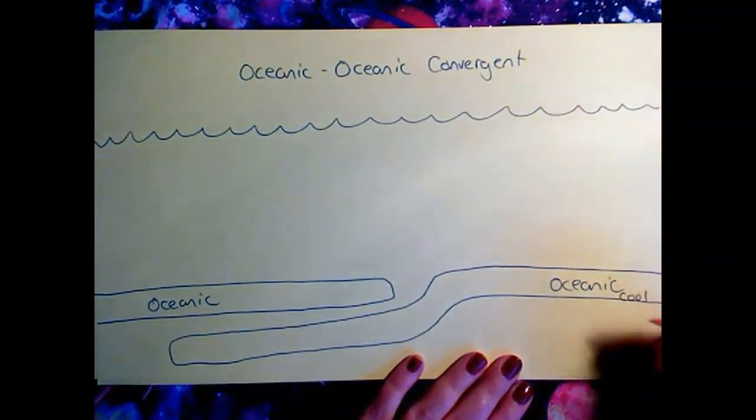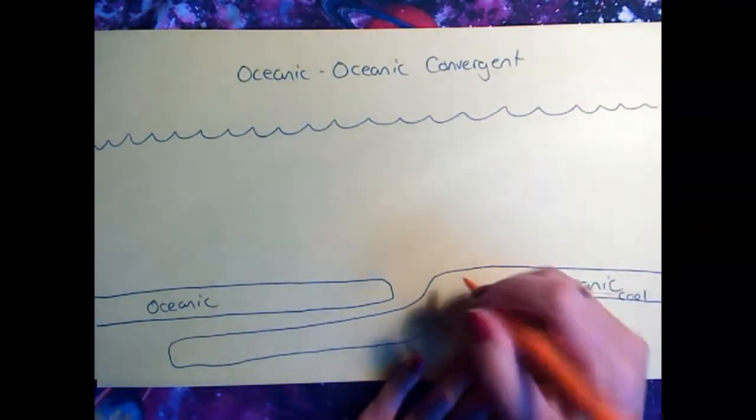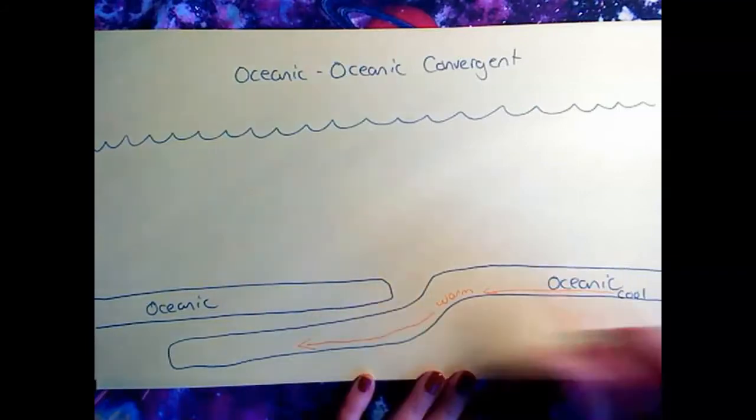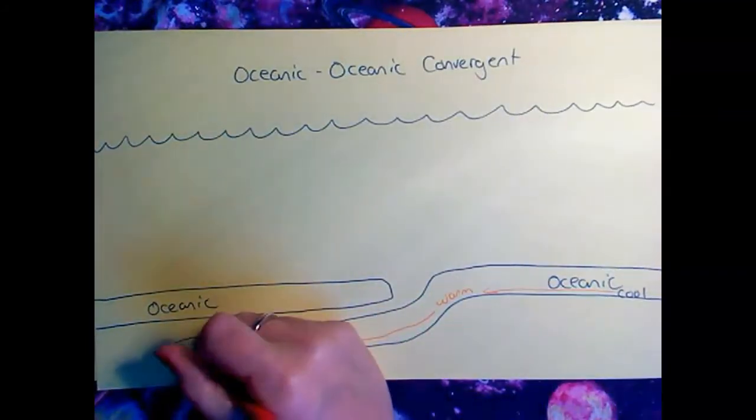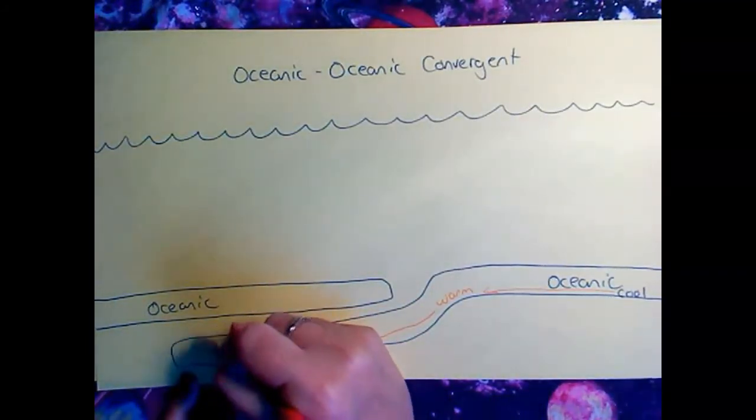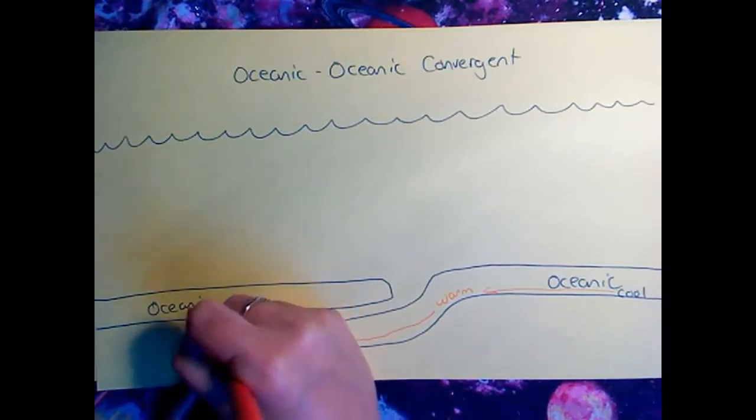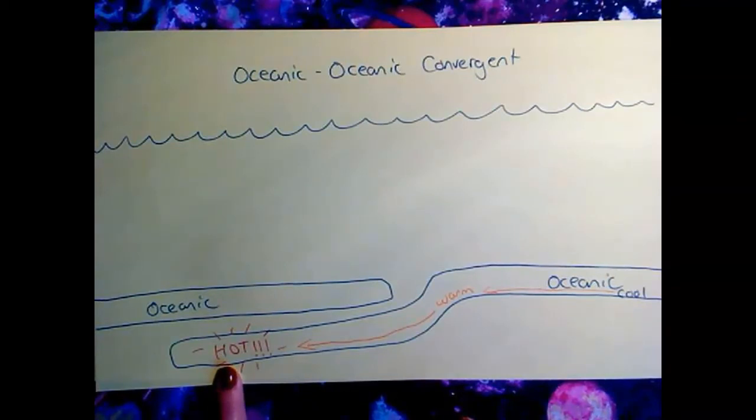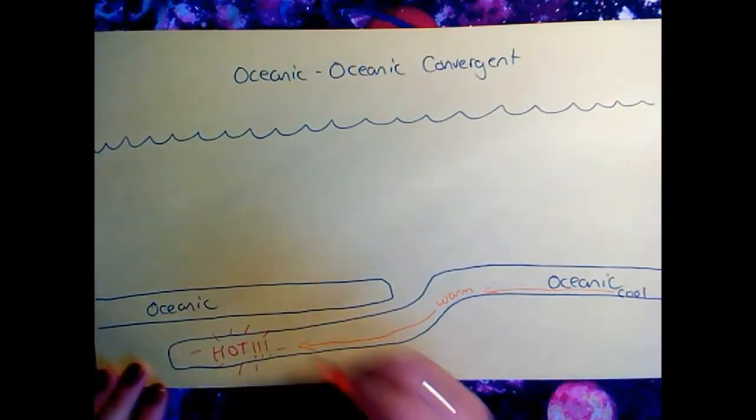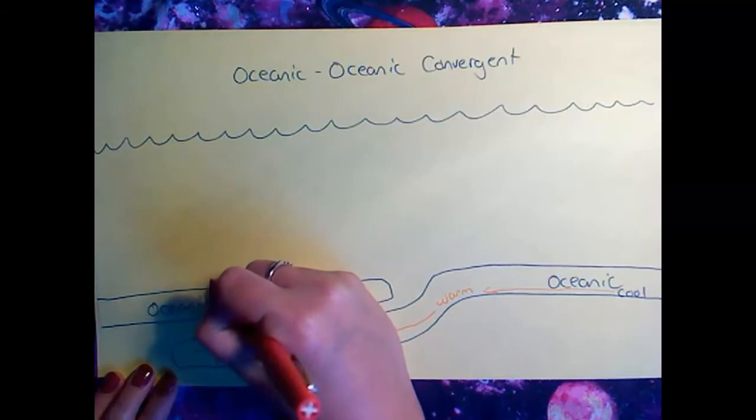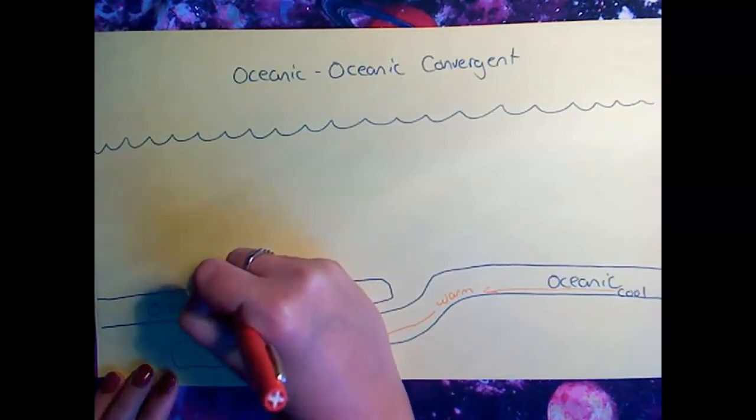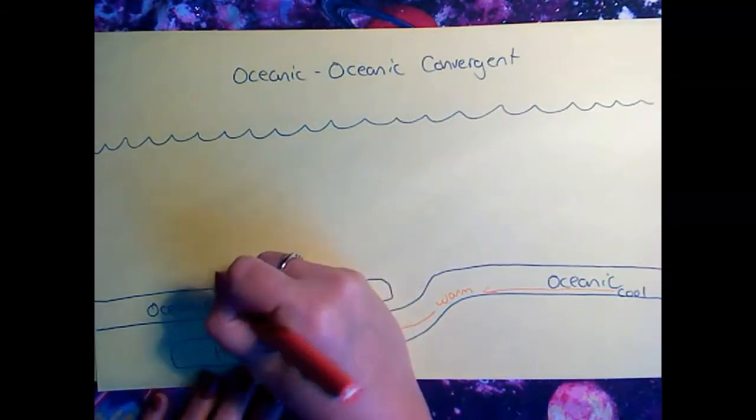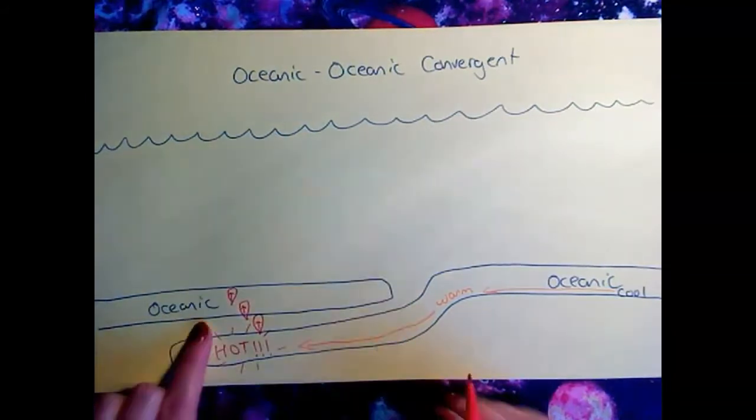And as it subducts underneath, it's going to get warmer and warmer until right under here it's going to be hot, because at this point it's in the mantle and it's hot under there. So this again is going to melt, and what is it going to make? It's going to make those little magma chambers just like in the oceanic continental example, and they are going to rise up in that oceanic crust.